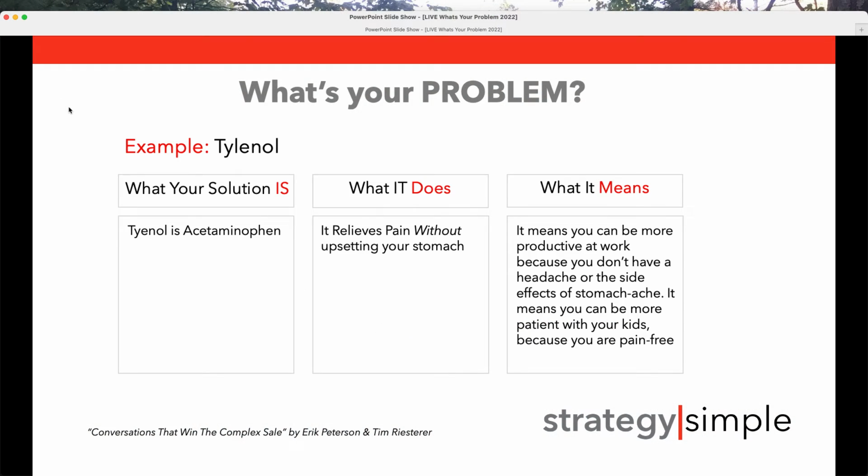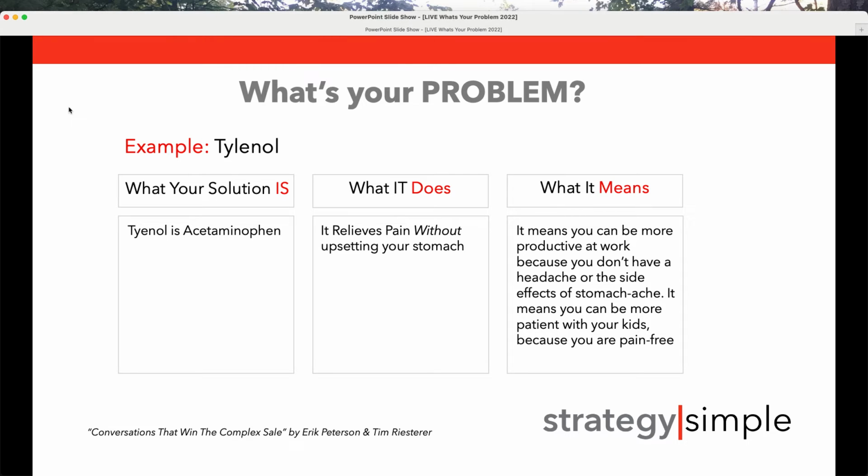Let's go over to it. So here's an example, right? And I always use a Tylenol example because it's really simple. What your solution is? Well, Tylenol is acetaminophen, right? Who cares? What it does? Well, it relieves pain without upsetting your stomach. Oh, that's what it does.